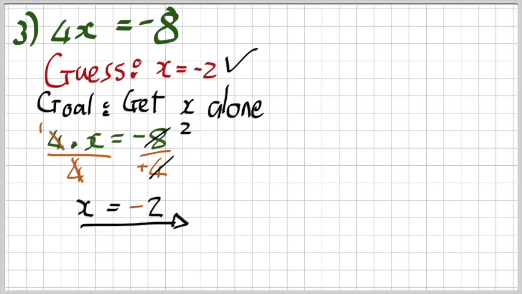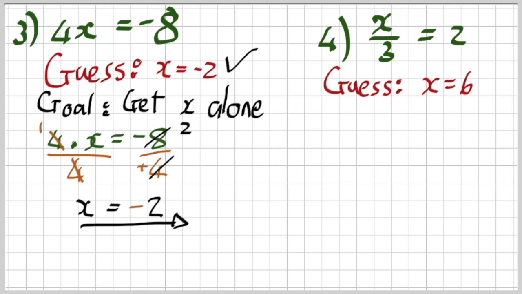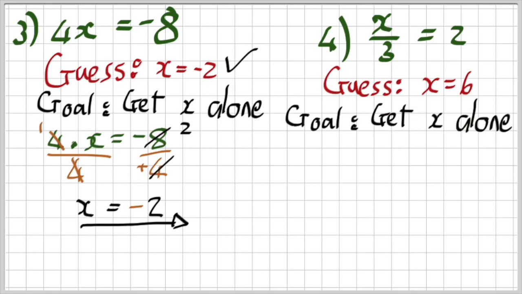For our last sum, ladies and gentlemen, we are going to have a look at one of the more difficult kinds of sums you're going to get in grade 8, 9, 10, 11, or 12 when you're working with division. But what is the inverse operation of division? Before we get there, what is our guess? I'm going to guess that x is 6. Why? Because 6 divided by 3 is 2. When I look at this, remember my goal is to get x alone.